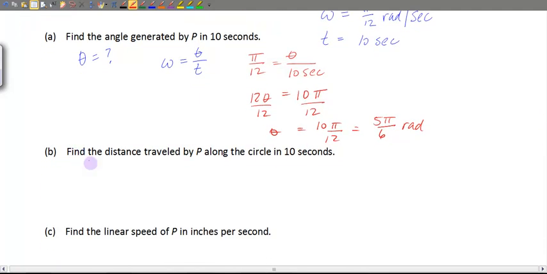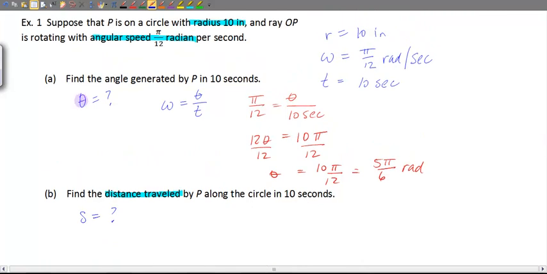This part of the question says, what is the distance traveled by P along the circle in those 10 seconds? So distance traveled, what they're actually asking me for is S. So what is S? Well, S we can find several different ways, but I do know what theta is, and I know what R is, so I can use the formula for the arc length, theta times the radius, and let's substitute in. So S equals 5 pi over 6, because that's theta, times the radius of 10.